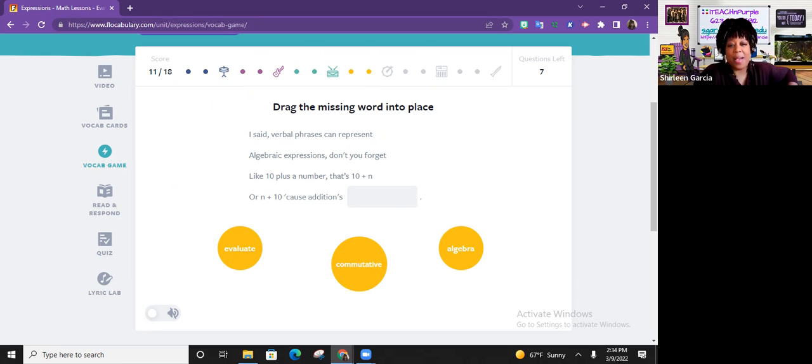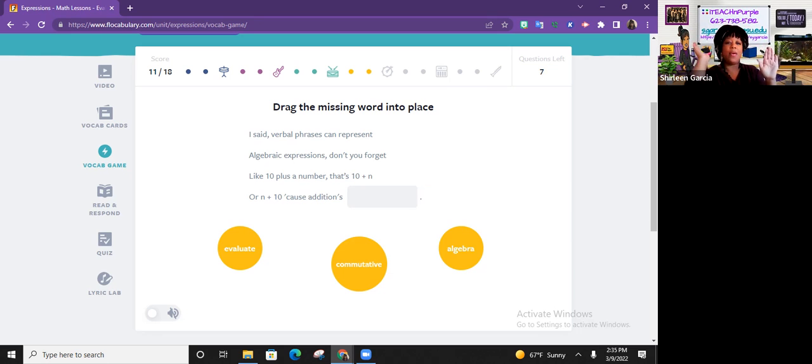All right, I'm gonna try and vocabulary this. Let's see. I said verbal phrases can represent algebraic expressions, don't you forget, like 10 plus a number, that's 10 plus n, or n plus 10 causes additions blank. Is that evaluate, commutative, or algebra? A hint is it has to rhyme. It's part of the vocabulary rap. Not algebra.